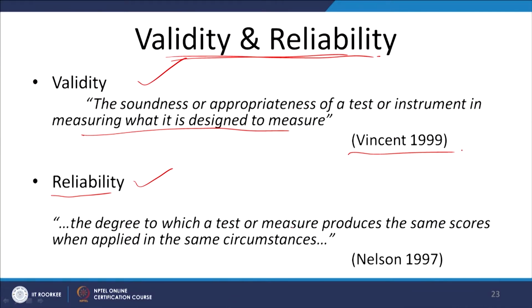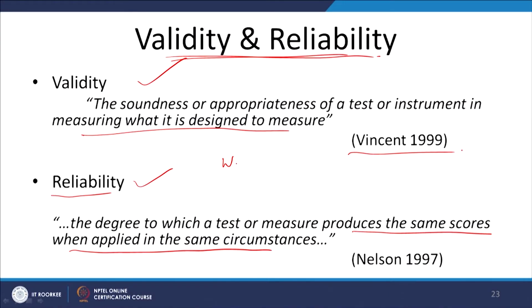On the other hand, there is another term which is important for any construct or factor which needs to be measured: the degree to which a test or measure produces the same scores when applied in the same or different circumstances. Then we will say it is reliable. Suppose you are going to measure your weight, for example, on 3 different types of weighing machine. If it is a weighing machine, then we will say it is a valid instrument, correct.